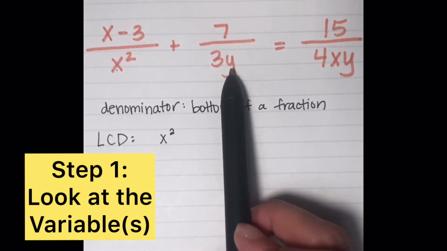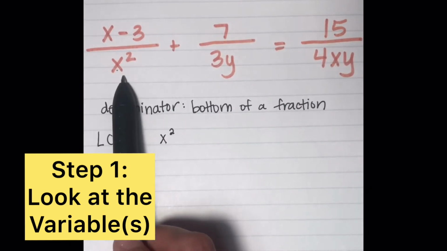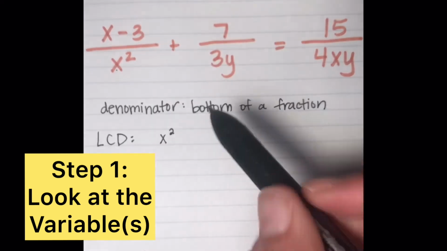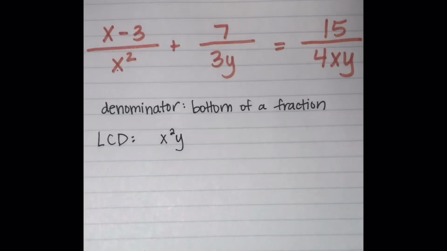Next letter, or variable, let's look at y. So we've got a y here and a y here. This one does not have a y, but we could easily multiply by y on that one. So our least common denominator we know is going to be x squared y.